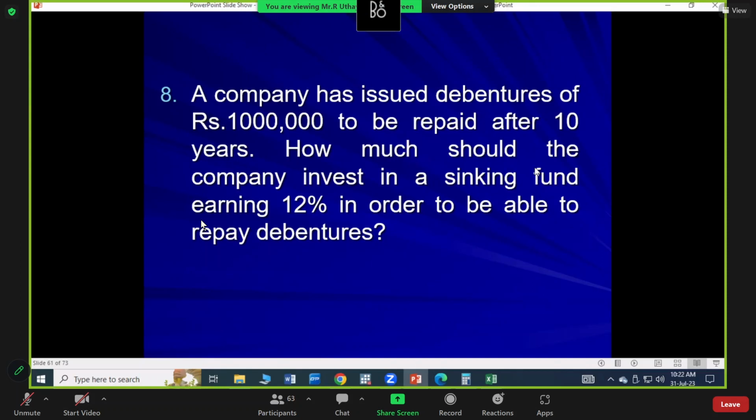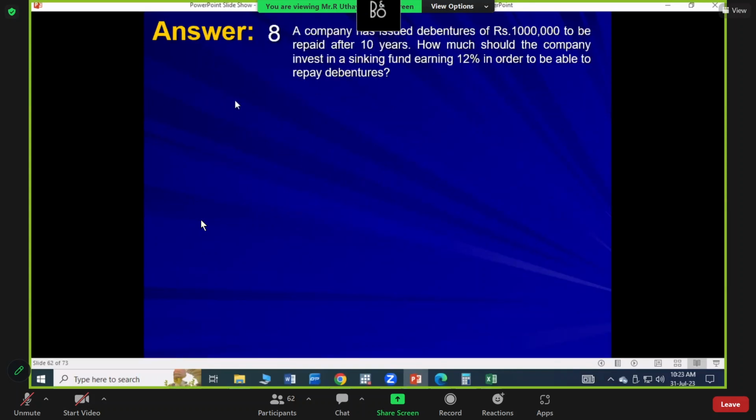So the question has been asked there, how much should the company invest every year? Up to 10 years, it should be done. So the answer is given as 56,984.28. So how you can work this out is explained here. You follow the steps. So you take that F10 is equal to 1 million, I is 12%, and n is 10. Annuity you want to find.